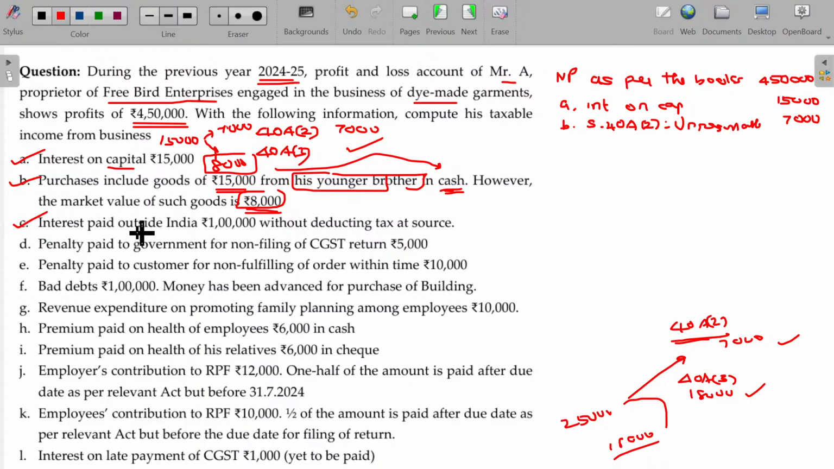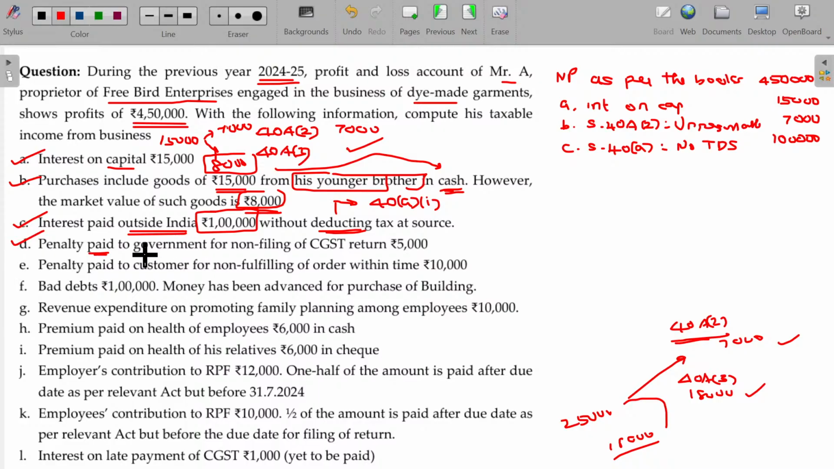C. Interest paid outside India, 1 lakh, without deducting tax at source. No TDS deducted. Then automatically section 40(a)(i) will be attracted. Non-deductible due to no TDS. So 100% is disallowed. In case of non-deductible expenses, it should be added back.